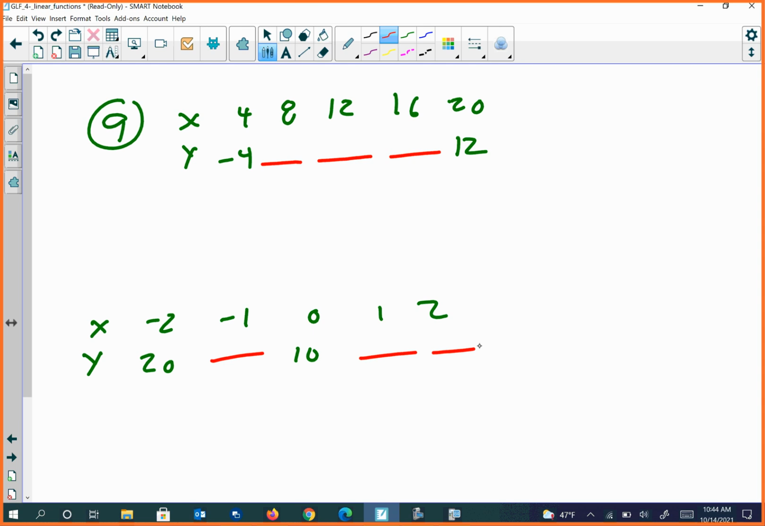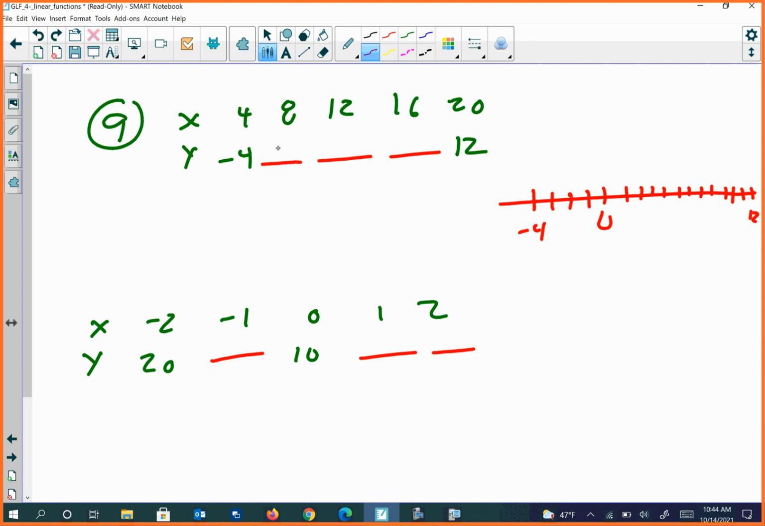Okay, so if we look at the x, I add 4 each time to get up there, right? Do you agree with that? Add 4 to 4, you get 8. Add 4 to 8, I get 12. Add 4 to 12, I get 16, so on and so forth. So this has got to count up by the same rate. So if I go from -4 to 12, think about it on a number line. You have -4 down here, -3, -2, -1, 0, 1, 2, 3, 4, 5, 6, 7, 8, 9, 10, 11, 12. Think it's +8 each time?